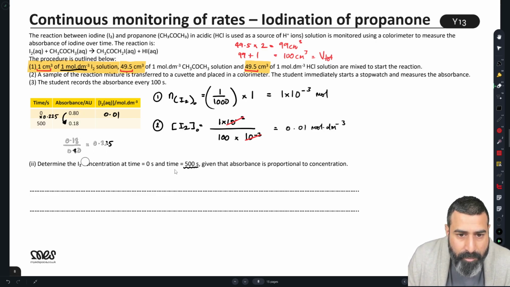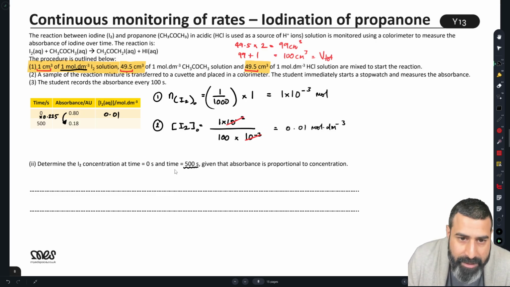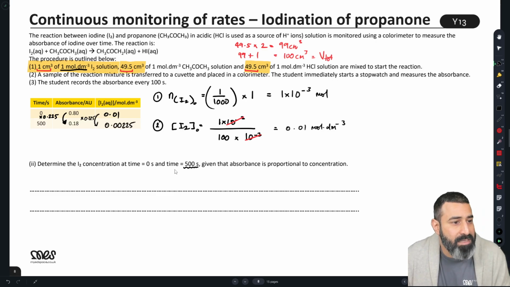Whatever we scale down by on the left hand side, we're going to scale down by on the right hand side. So if we times 0.01 by 0.225, we will also get 0.00225 moles per decimeter cubed. And there you go. Really, really nice question.